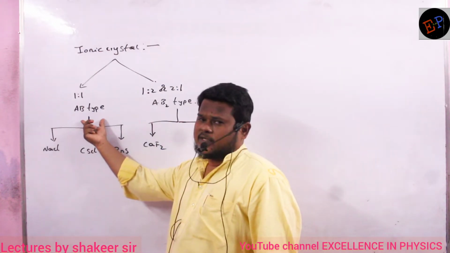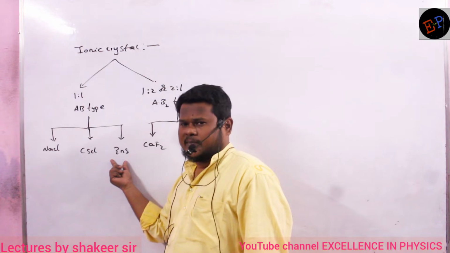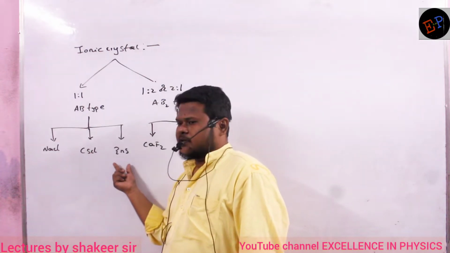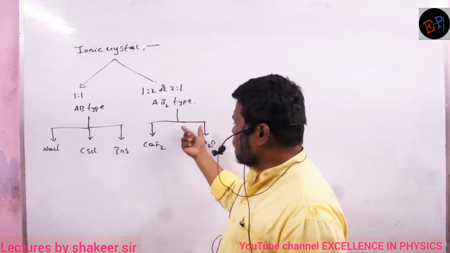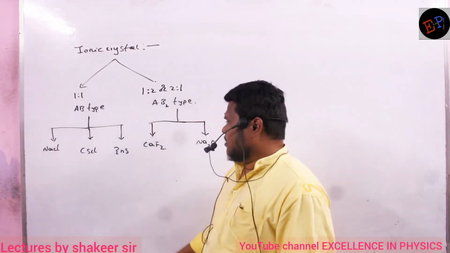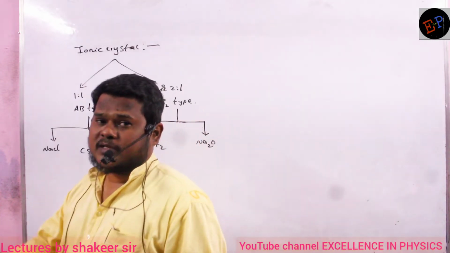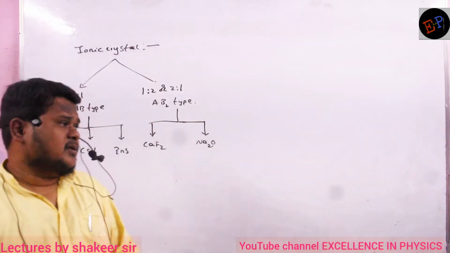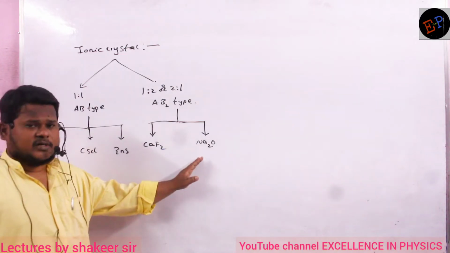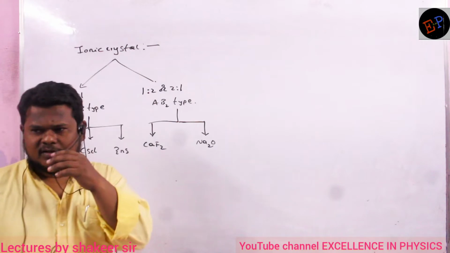And in 1:1 ratio, which is called AB type, these are the examples which we study: NaCl, CsCl, ZnS. And in 1:2 ratio, we will study CaF2 and Na2O. It means for one Ca2+, there will be two F- ions. So these are the models which we are going to study now. Once we complete them, it will be completion of our topic called solid state.